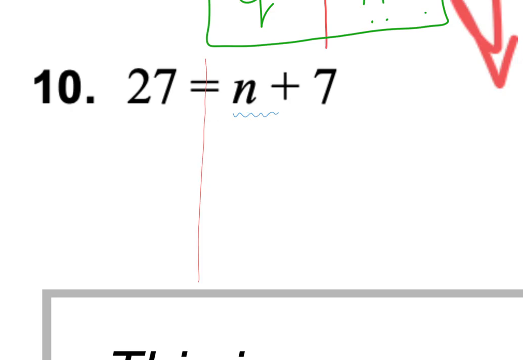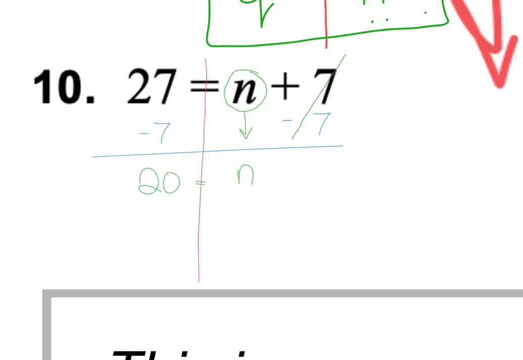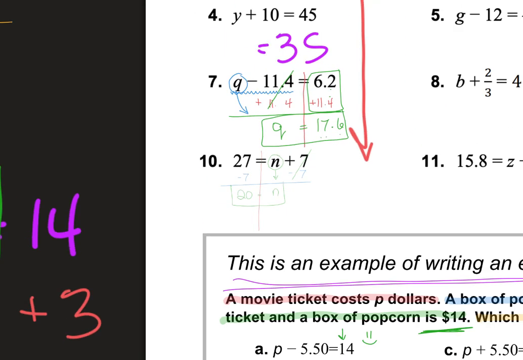What's happening to n over here is it's being added by 7, so we will subtract 7 from both sides. That causes these 7's to cancel, which leaves our n by itself, which is now 20, because 27 minus 7 is 20, so number 10 is n.